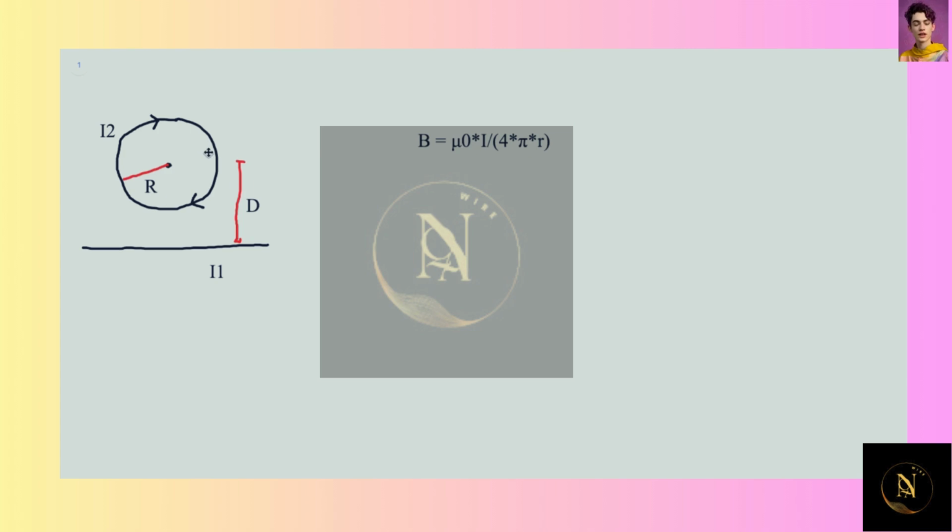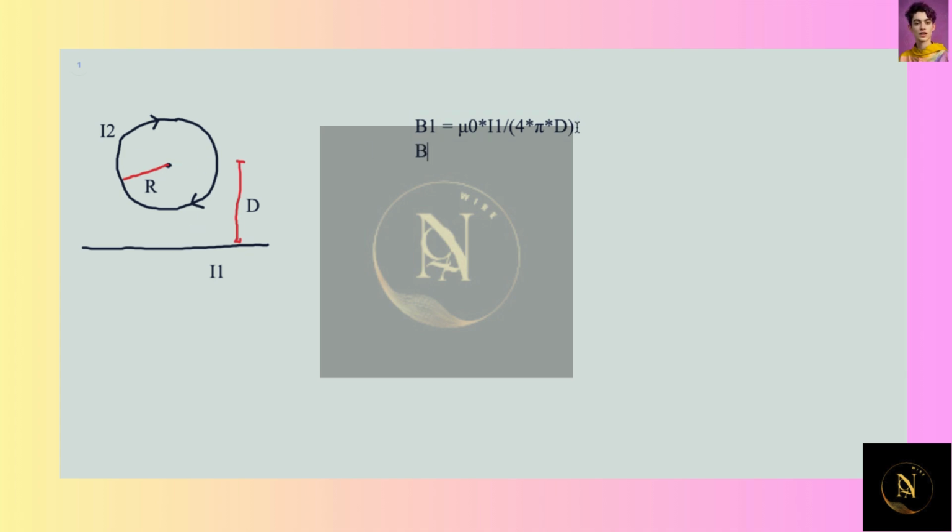First, let's figure out the magnitude of the magnetic field coming from this wire. Here's the expression for the magnetic field from an infinite line of current. We're talking about this wire down here, so this is I1, and the distance we're talking about is going to be D. Let's call this B1, the magnetic field coming from this current down here. Again, we don't know which direction it's going to exert on yet.